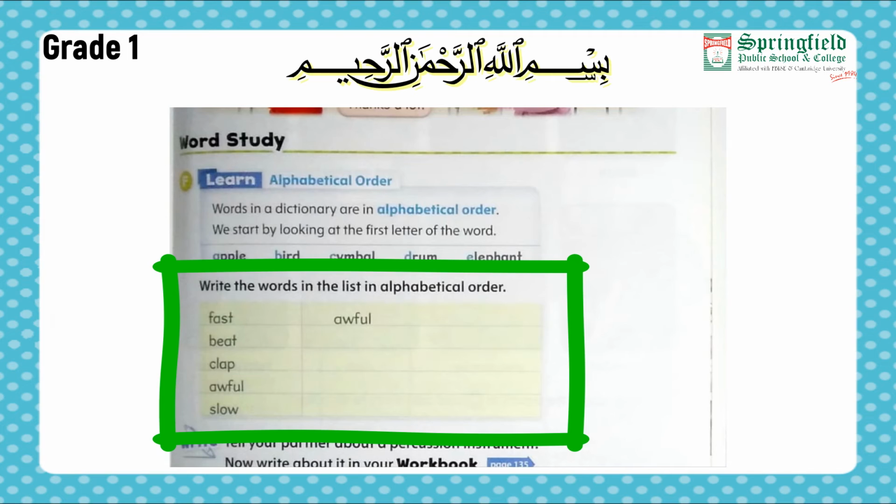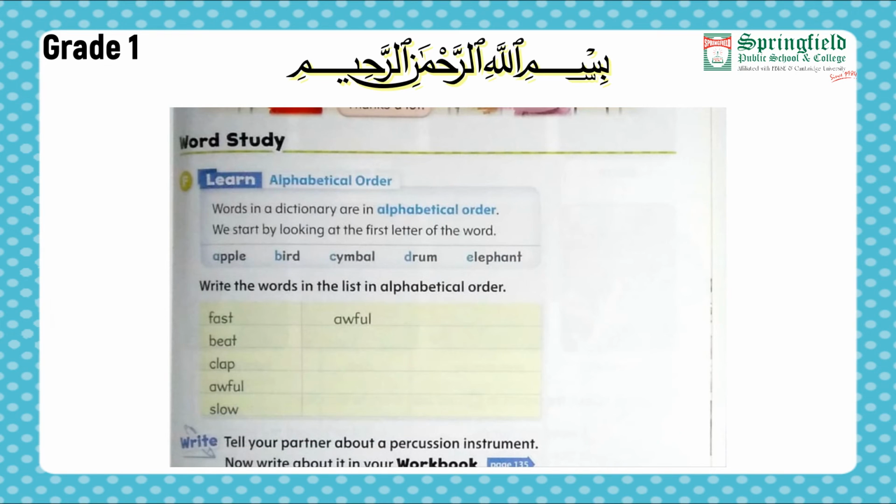Over here, is there any word which starts with the letter B? Remember to look at the first letters of each word. For the first word, fast, beat. Here, we can see the word beat. It is starting with B, so it is going to come second. Here, awful, and then beat.